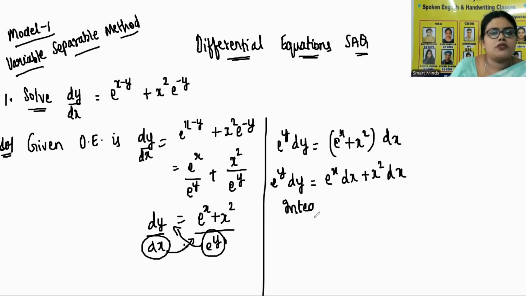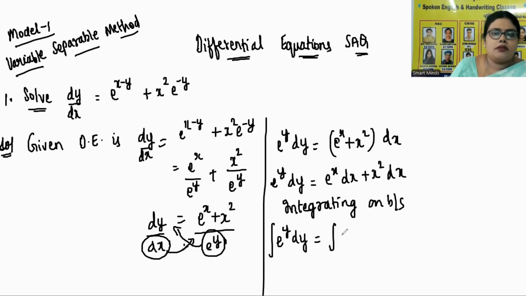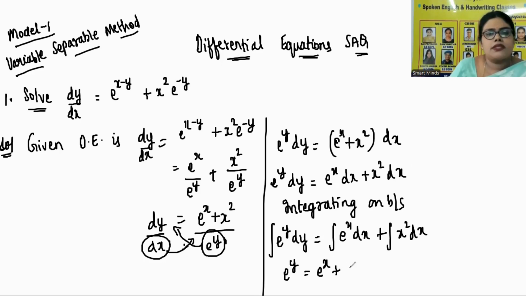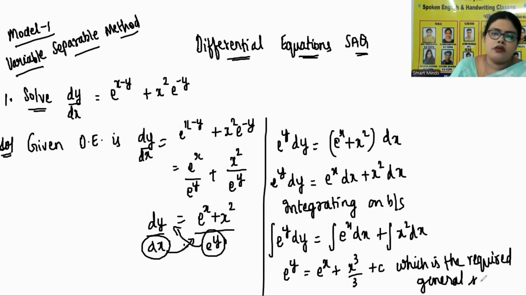Now integrating on both sides. Integral e power y dy is equal to integral e power x dx plus integral x square dx. We know that integral e power y is e power y only, integral e power x is e power x, and integral x square is x cube by 3 plus c. This is the required solution, which is the required general solution. Isn't it easy?